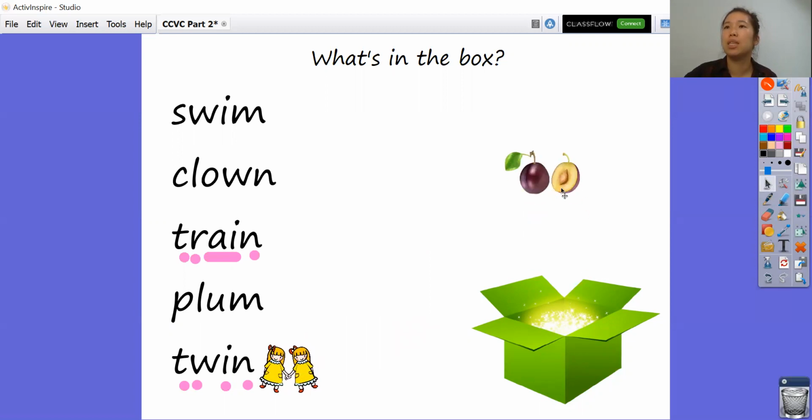All right. Next one. This one looks like a fruit. It looks like a plum. See if we can find the word plum. Do you think this word's plum?